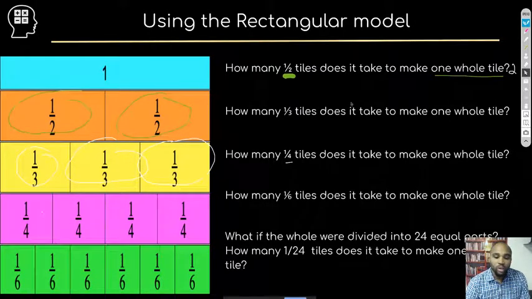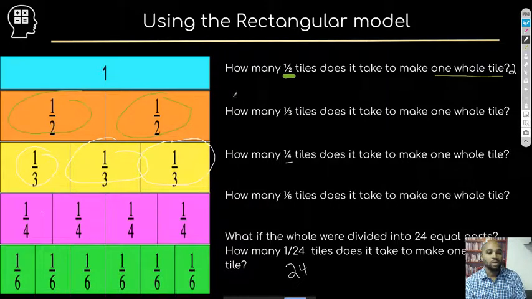Now, what if the whole thing, this whole one right here, were divided into 24 equal parts? How many 1/24 tiles would it take to make one whole tile? And I'm hoping you're thinking that should be easy because one half took two tiles, one third took three tiles, one fourth took four, 1/6 took six. So one out of 24 would take 24 tiles to make a whole entity.